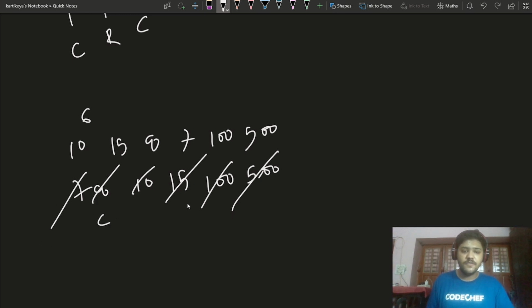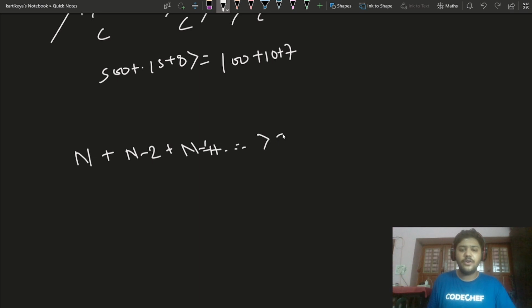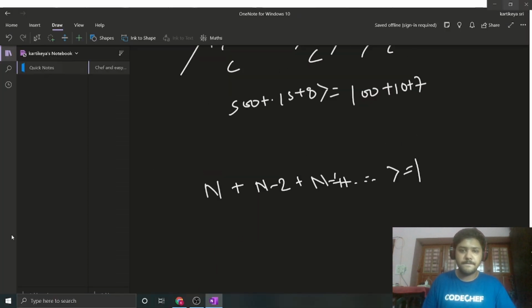So here is the chef, here is the chef, and here is the chef. So the answer for this test case is 500 plus 15 plus 8, which is greater than or equal to that of Roma, 100 plus 10 plus 7. Okay. So this is the approach to solve this problem. Sorting the array in increasing order and taking the sum of indices n, n minus 2, n minus 4 till it is greater than or equal to 1. Okay. So now let's move on to the code of this approach.